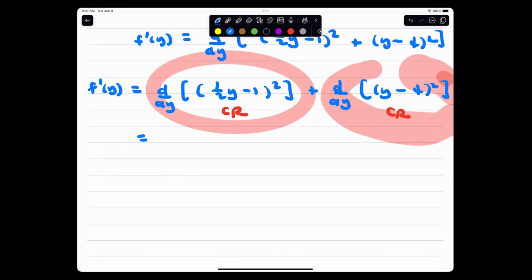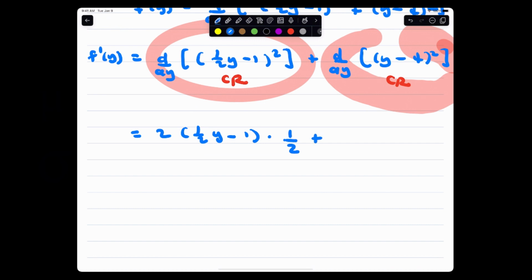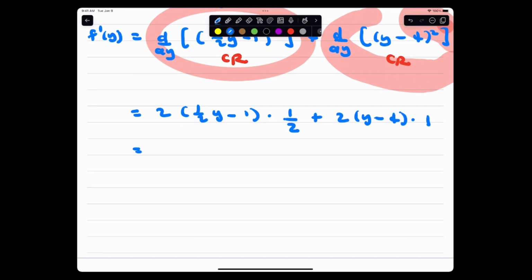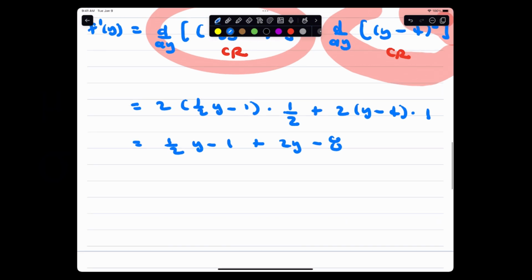So this becomes, if I move this down here by chain rule, you're going to get now what? 2 times 1/2 y minus 1 times 1/2. Is that true by chain rule? Plus 2y minus 4 times 1 by chain rule. So don't forget your chain rule. And now you get 1/2 y minus 1 plus 2y minus what? 8. Is that true? Double check my arithmetic. I haven't had my second cup of coffee.